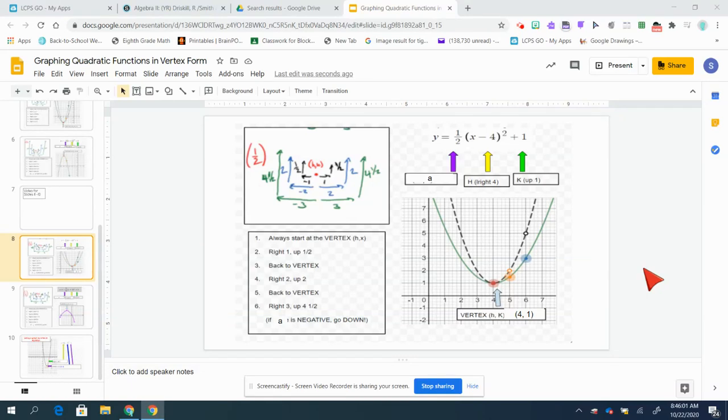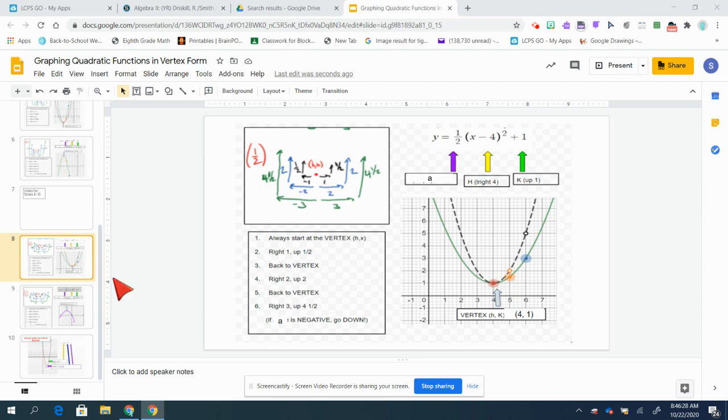Hi again. So now we're going to move on to what happens when our a value is a fraction. So the first one is if our a value is 1/2. Once again, we always find our vertex first. Okay, so here's our h. Our h is a +4. Our k is a +1. So we go to the right 4 and up 1 and put a point for our vertex there.